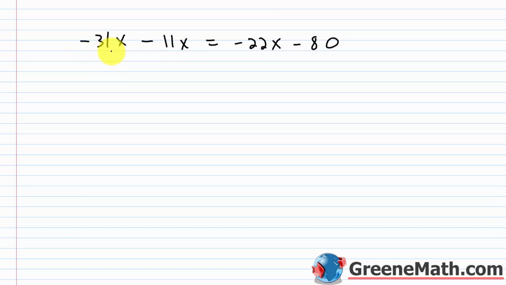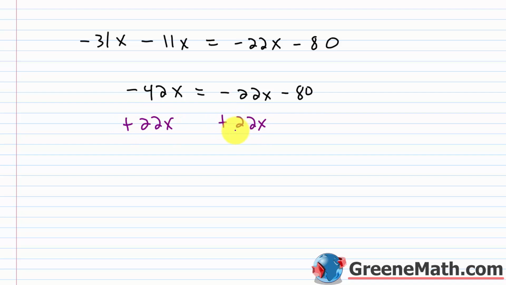So on the left, negative 31x minus 11x is going to be negative 42x. On the right, I just have negative 22x minus 80. Nothing I can really do to simplify there. To solve this, I'm just going to add 22x to each side of the equation. And what's going to happen is this is going to cancel. Negative 42x plus 22x is going to give me negative 20x. This will be equal to negative 80.